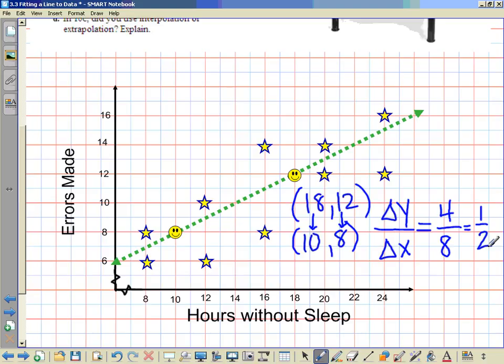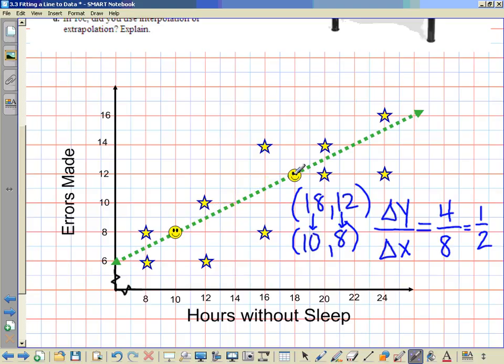What that means is, no, that's backwards. You make one more error for every 2 hours without sleep. Let's look at it in terms of climbing up the ladder here. Let's start at this smiley face. You make one error for every 2 hours without sleep. One more error for every 2 hours without sleep. Up 1 over 2. Up 1 over 2. That's the rate of change. One error for every 2 hours without sleep.